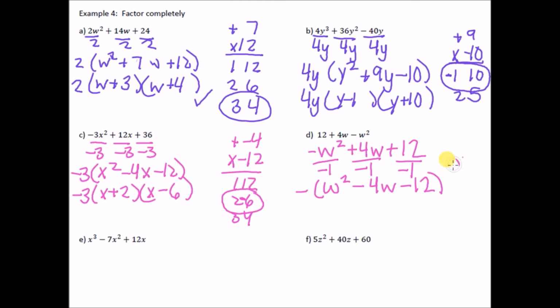Okay, so what two numbers multiply to -12 and then add to -4? Okay, so we see this one a lot, 1, 12, 2, 6, 3, 4. So in order to have a -4, we're going to put the negative sign on the bigger number, okay? So I get 6 and 2, and I put the negative sign on the 6. So our answer is negative, because again, -1 is a common factor, and then w plus 2, w minus 6.